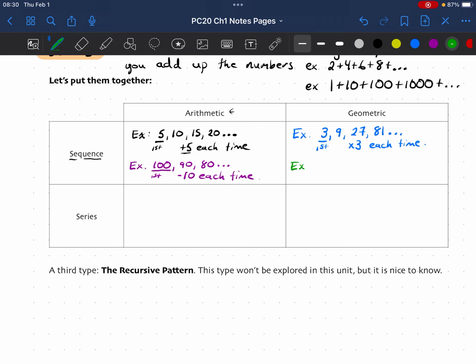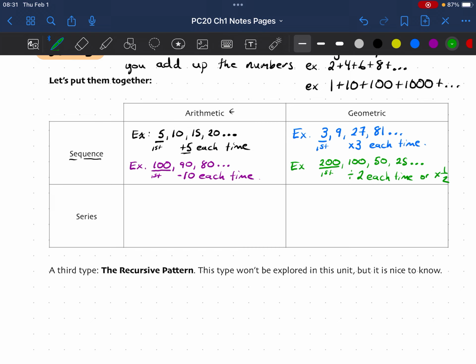Here's another example. 200, 100, 50, 25, ... You can see in this one, our first number is 200, and we are dividing by 2 each time, or timesing by 1/2. Both of those work. And you need to be able to understand them both ways.